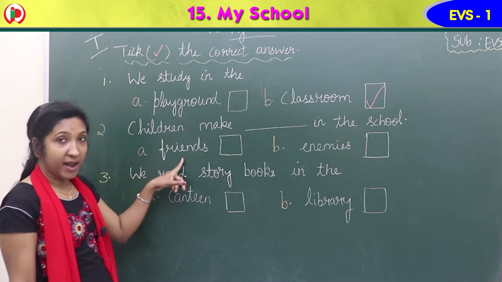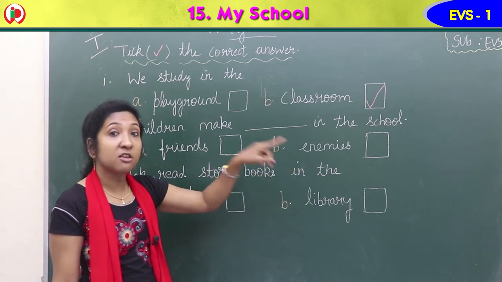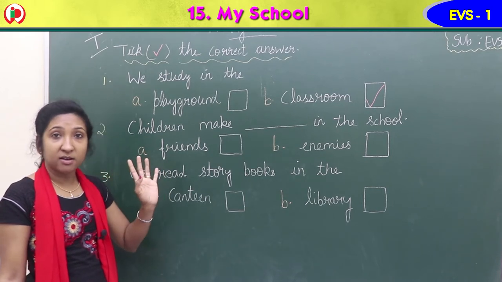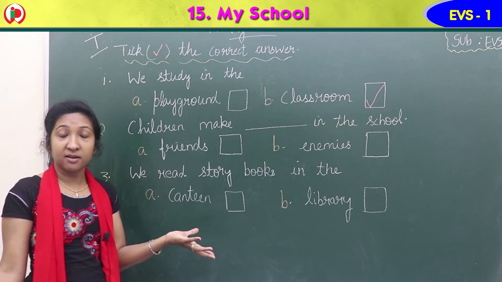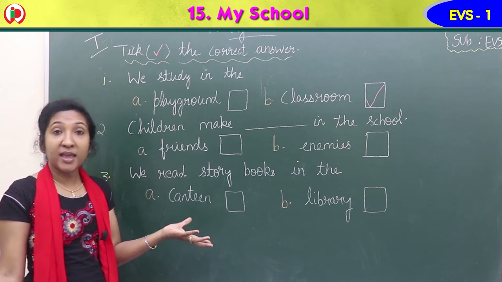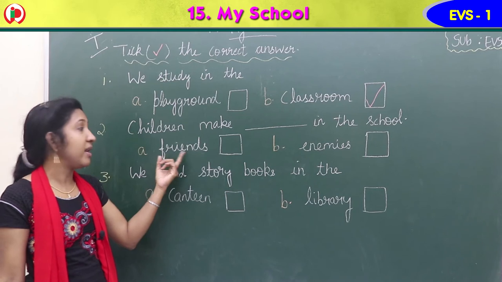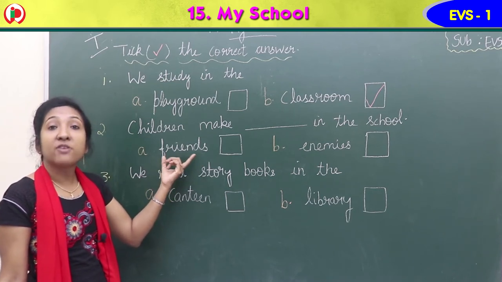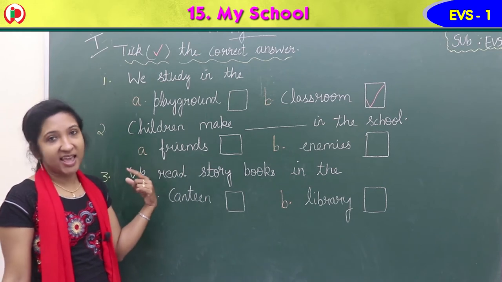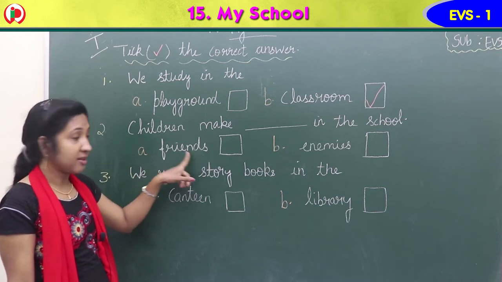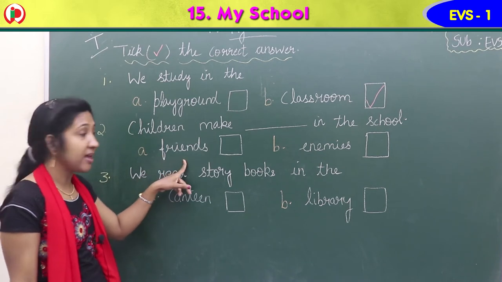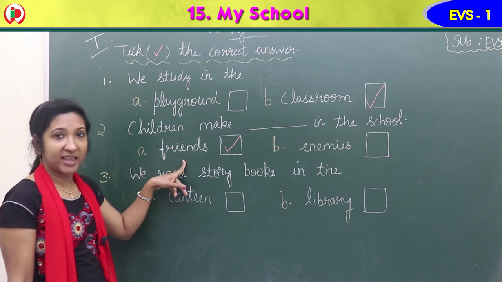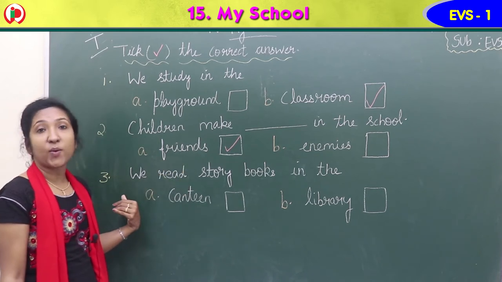Option A, friends. Option B, enemies. Will you make enemies in the school? You won't fight with anyone. You are good children. So you make friends in the school. Friends. Isn't it? So this is the correct answer. Option A is the correct answer. In the square box you have to put a tick. Okay? Now coming to the third question.